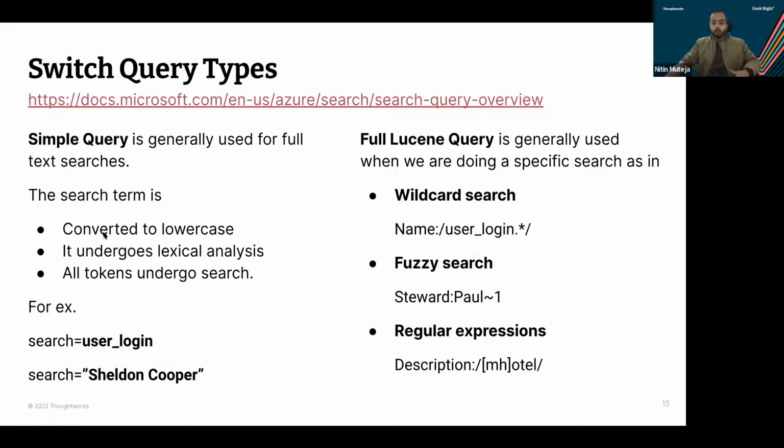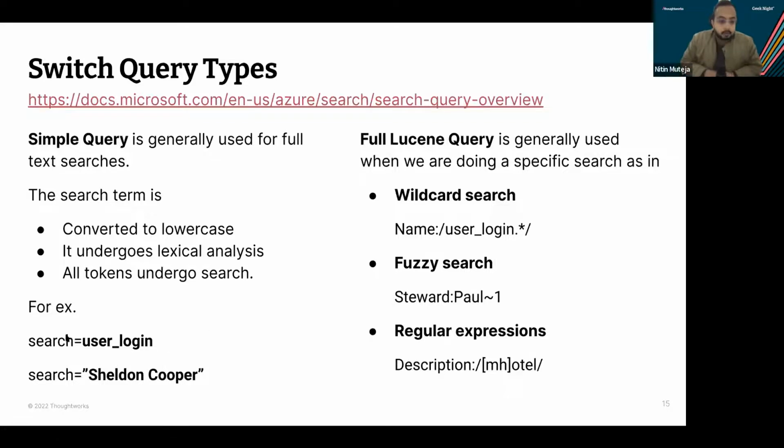So when a simple query is executed, the queries actually go through the analyzer first. As we talked, there is a search analyzer also, right? Search terms go through the analyzer. They are converted into lower case. They undergo lexical analysis. So let's assume for the dataset name, if we use the Microsoft analyzer, it will break user_login into user and login, and it will also return user_login as a complete keyword. Then it will search for data in the index structure, and then it will return the search results, right?